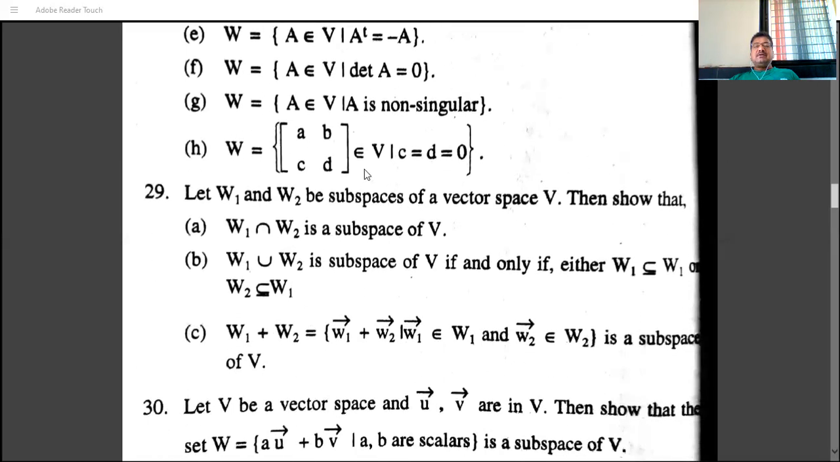A is a rational number. This is also not closed under scalar multiplication. So A transpose is A, A transpose is minus A. Determinant of A is 0, A is non-singular. So C and D are equal to 0.